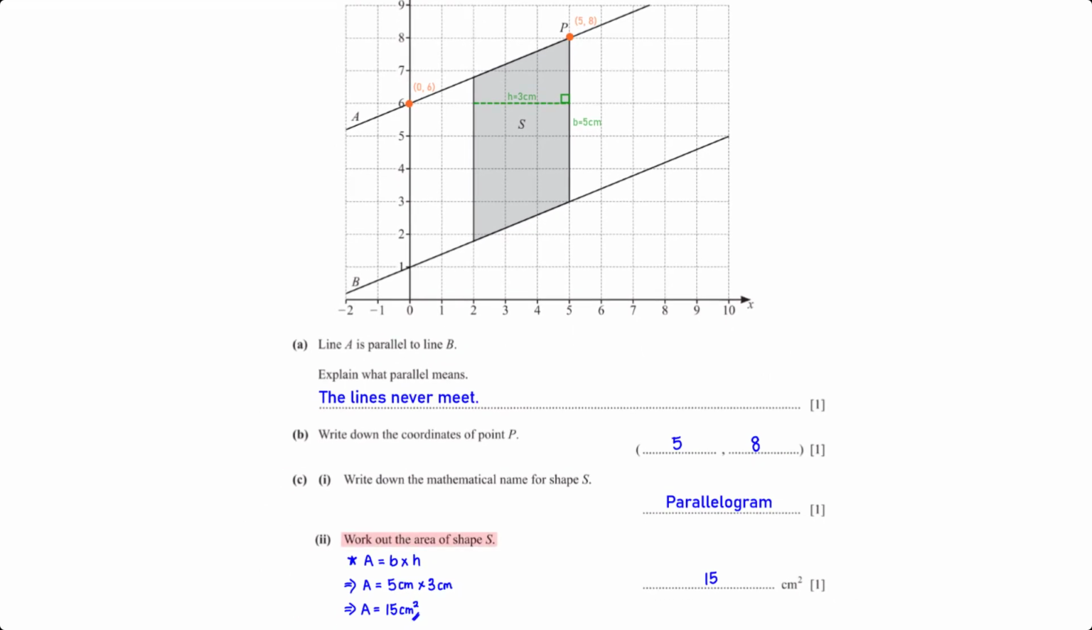Work out the area of shape S. Here is the formula for the area of a parallelogram. The base b of the parallelogram is 5 centimeters and the height h is 3 centimeters. This gives us 15 centimeters squared.